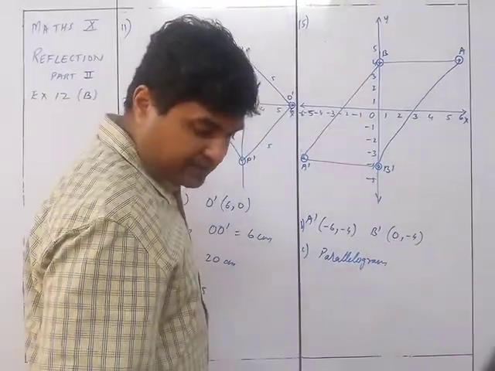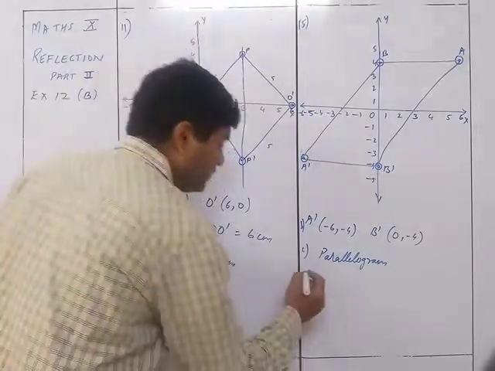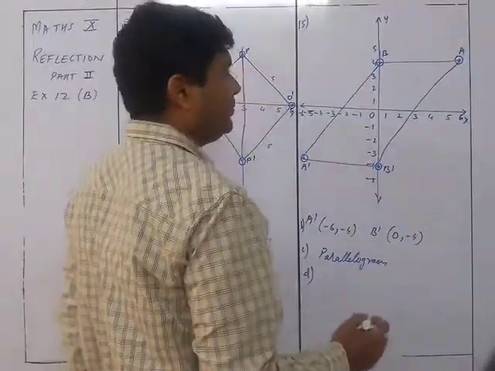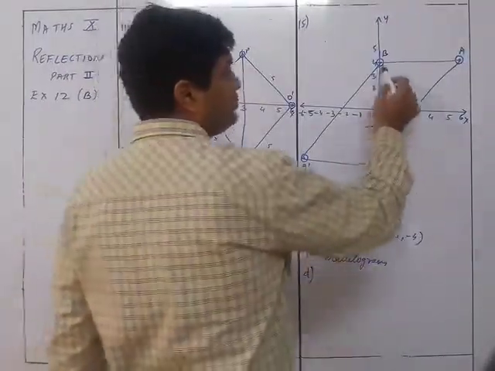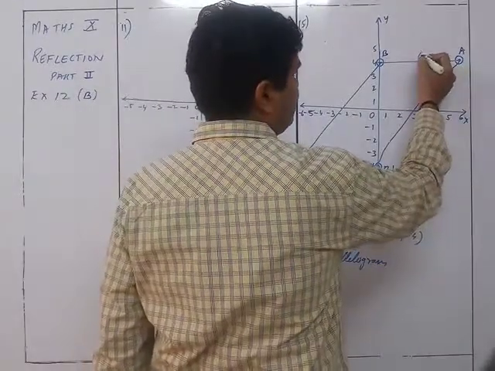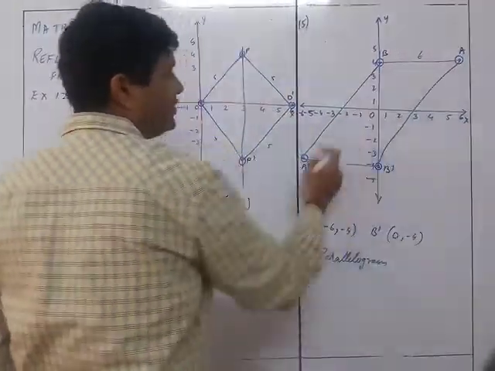And next is find its perimeter. You need to find its perimeter. So for perimeter you will have to measure. Now this measurement I know that this will be 6. So this is 6 and this is 6. This length you will have to find out.